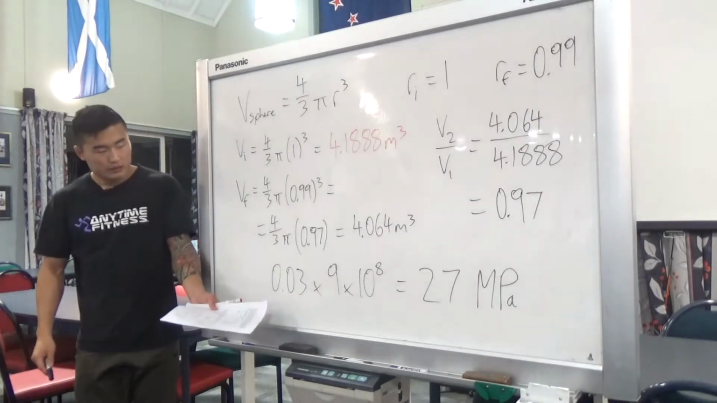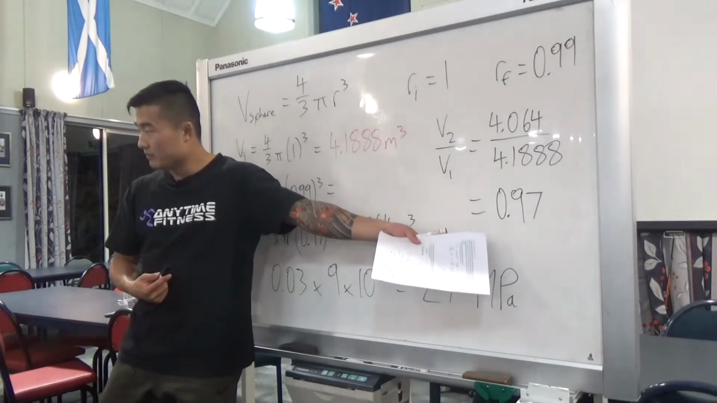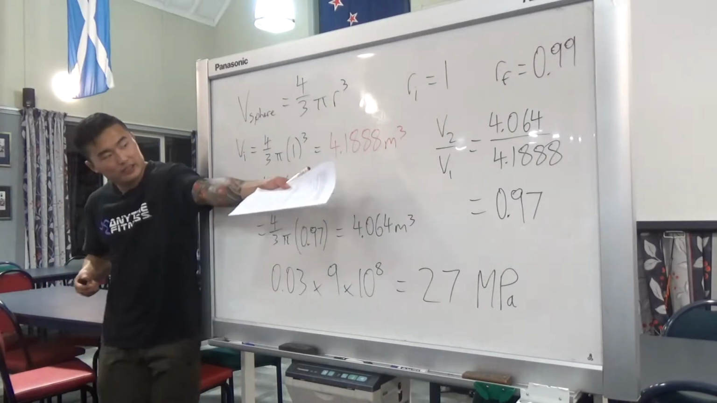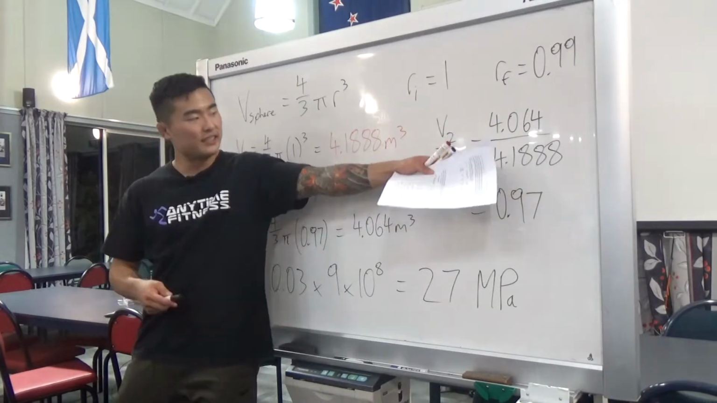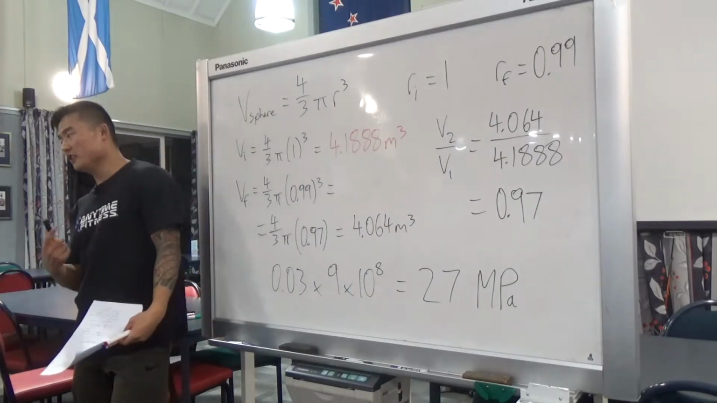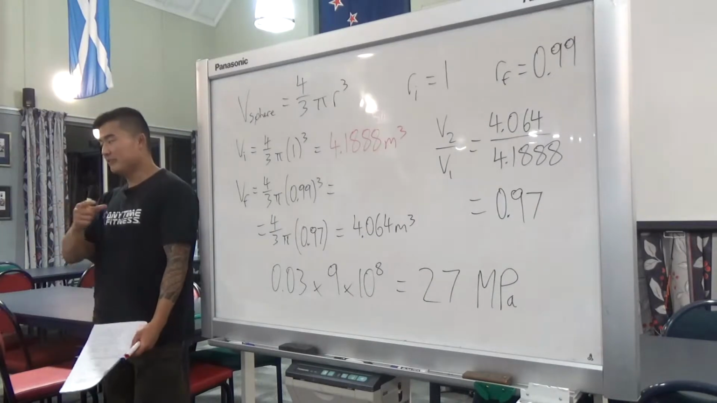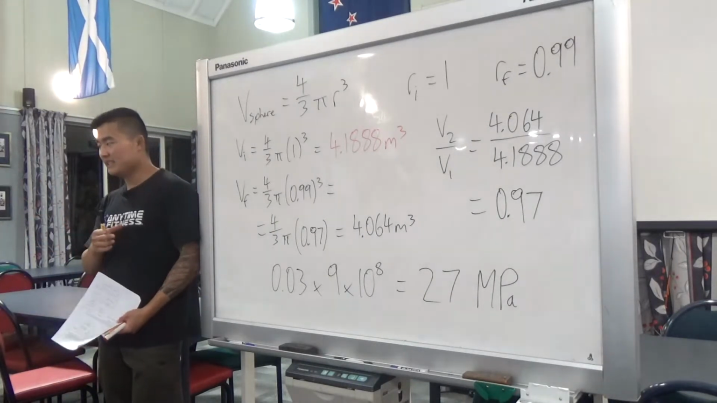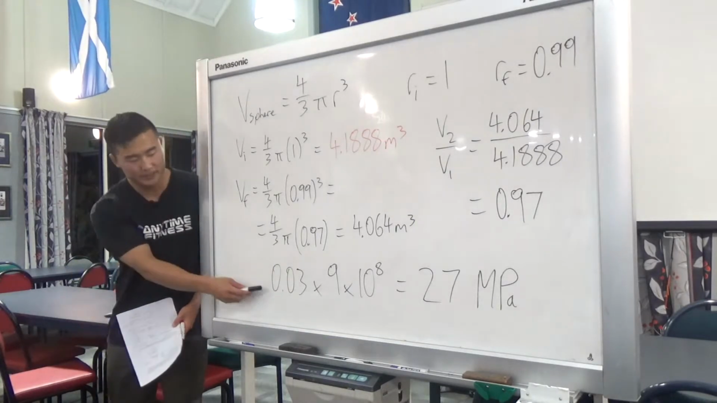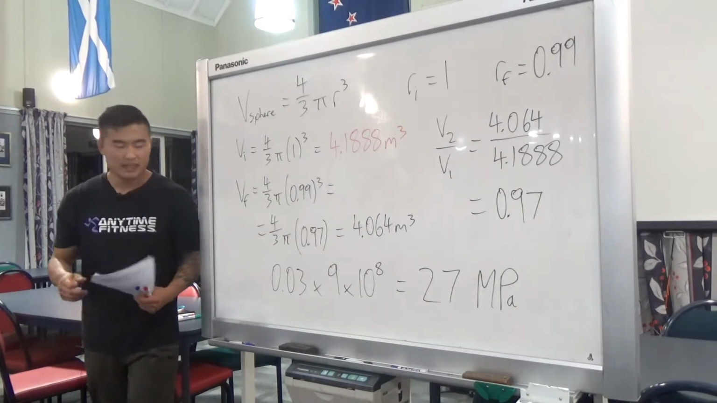So we've changed the volume by 3% because we went from the new volume, right? So this is the new volume here, V2. It was 97% of the original volume. So if the new volume is 97%, that means we must have reduced it by 3%. So this 0.03 just means 3% of the bulk modulus, because that's how much you want to change the volume by.